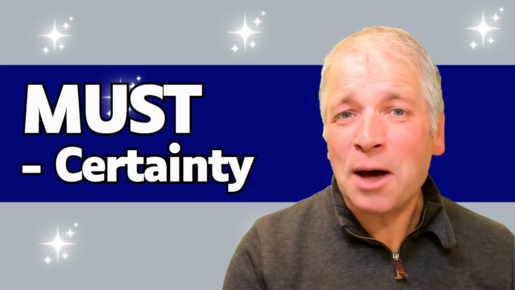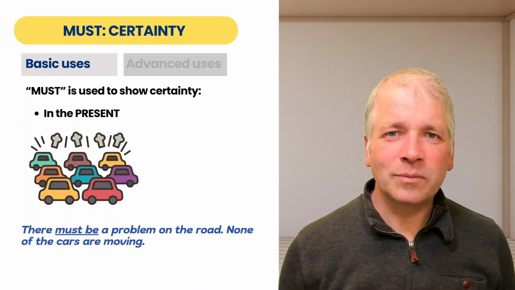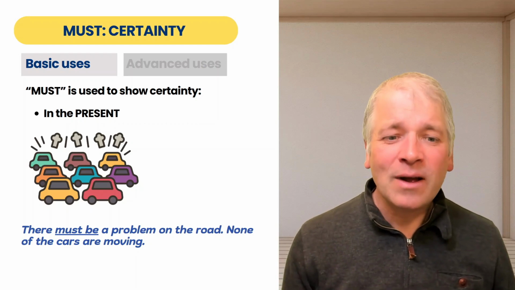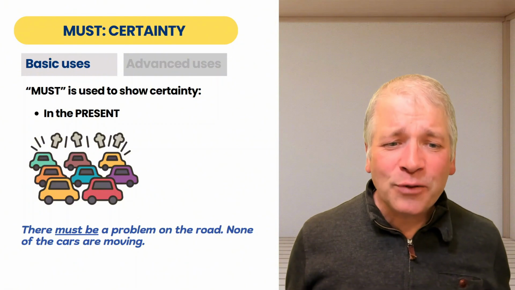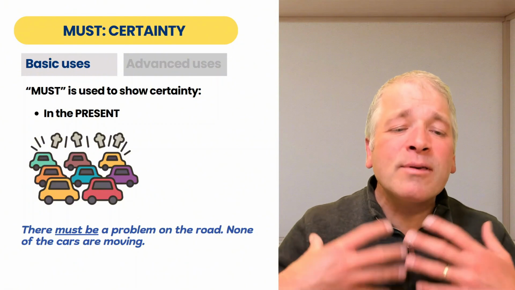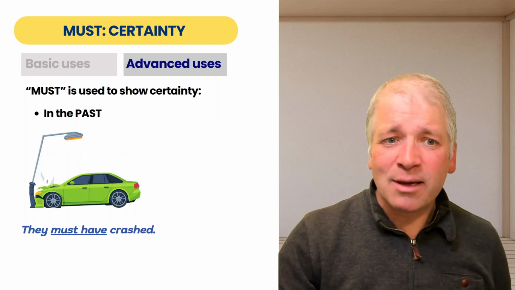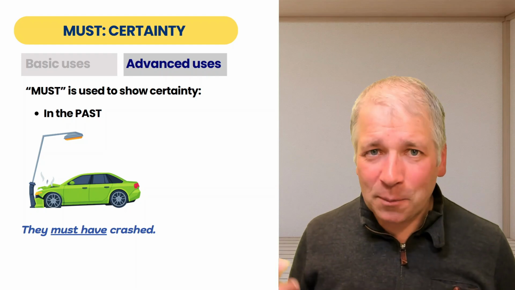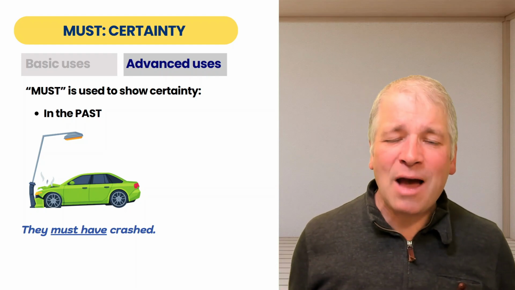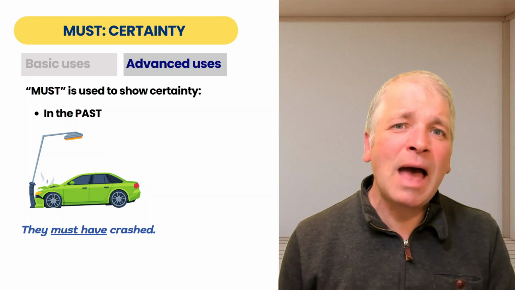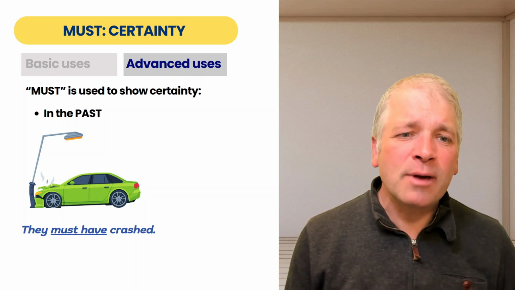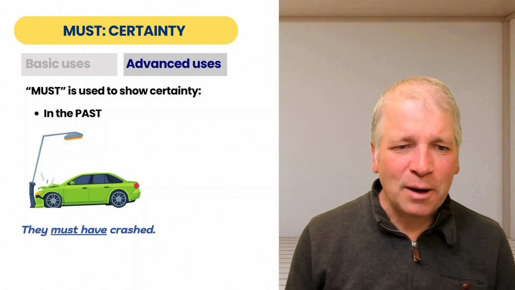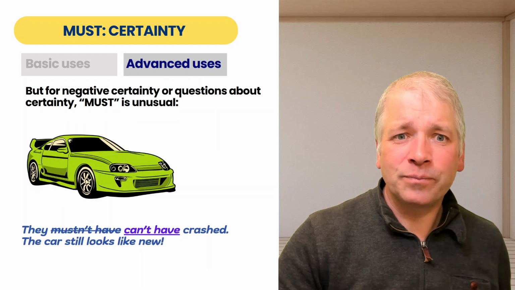Let's look at the use of must for certainty. So must can be used to show certainty in the present. There must be a problem on the road. None of the cars are moving. I'm certain that this is the case. But when it comes to the past, we would use must have, followed by the past participle. They must have crashed. Look at the picture here. This happened before, not now. So we are being certain about something that happened before now in the past, must have, past participle.